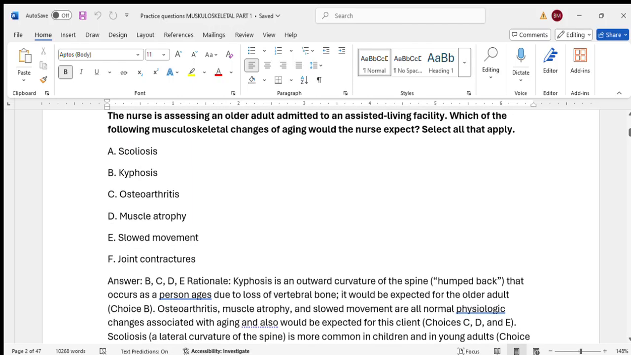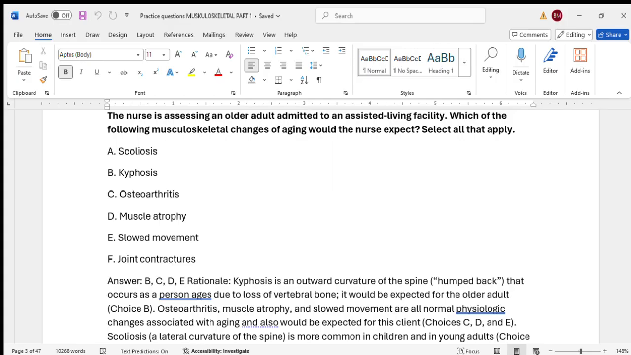The nurse is assessing an older adult admitted to an assisted living facility. Let's read the question inside the question. Which of the following musculoskeletal changes of aging would the nurse expect? Which are the musculoskeletal changes that we are expecting on a client, okay, that is admitted to an assisted living facility? So we are going to check for scoliosis. Is that related to aging? Kyphosis, osteoarthritis, muscle atrophy, slow movement, joint contractures. So we know already the answer.